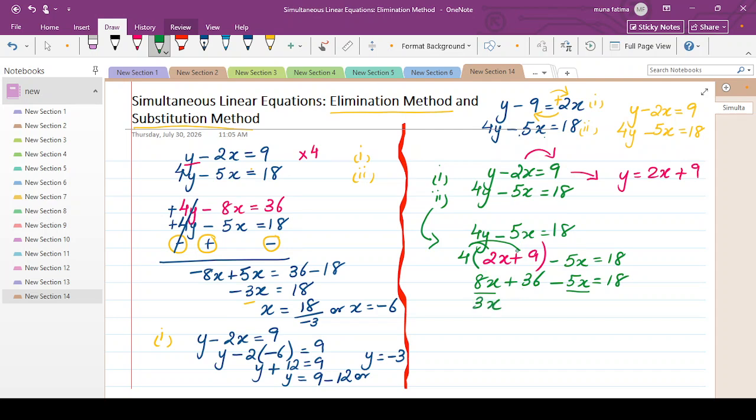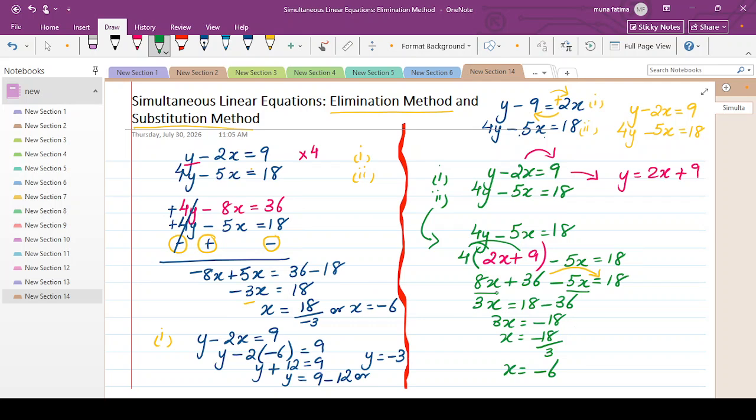And let's take this to the other side. 36, it's a positive, it's going to become a negative when you take it to the other side. So it becomes 18 minus 36. 3x ends up as minus 18. If you take the 3 to the other side, it becomes minus 18 divided by 3 because it was being multiplied over here. So x ends up as minus 6, exactly the same value it is over here.